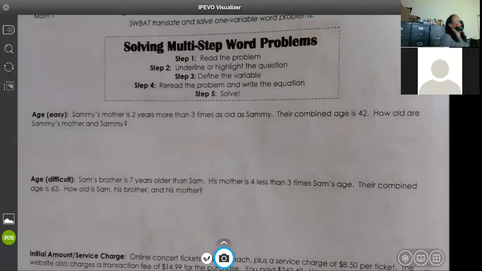So we're going to work on word problems. And when I say word problems, they're not like crazy word problems, like you're going to have to really think hard. They're not bad at all. So I'm going to teach you how to work these out.